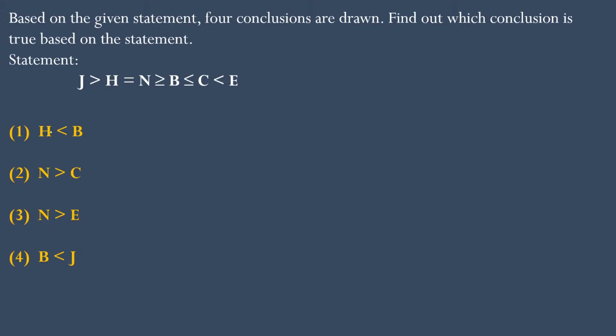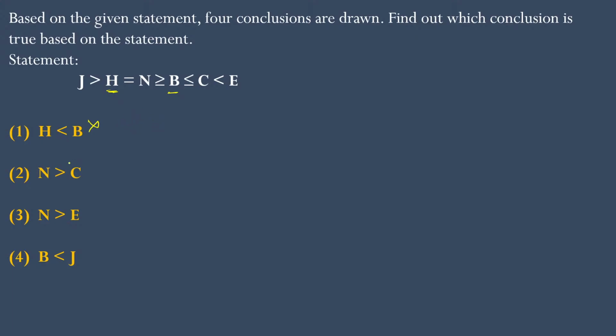So see the first conclusion, H less than B. Here H is there and here B is there. If you see that H is equal to N, N greater than or equal to B, means H is greater than or equal to B will satisfy, so H is less than B is false. Okay, right.